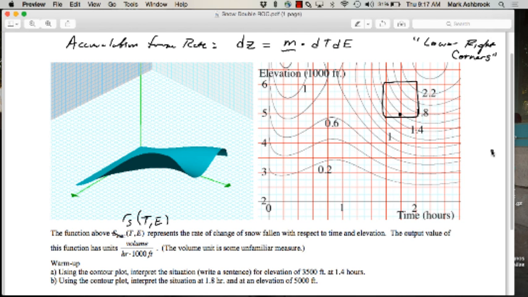1.6. It's on the contour line. That corner goes right through the contour line, 1.6. So we've got the rate of change of 1.6 right there. We're going to assume a constant rate of 1.6 for this whole square. So we're using the lower right corner, and we're going to do that whole square right there, if we use the lower right corner approach.